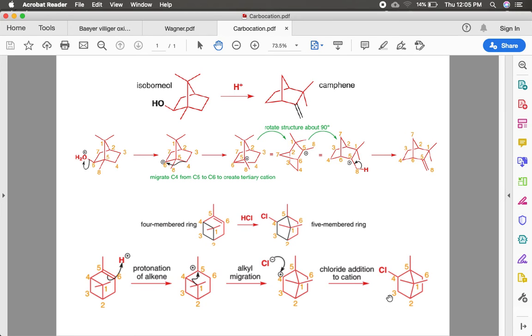So we have seen the carbocation rearrangement in E1, SN1, and electrophilic addition. All these are synthetically useful reactions. This is not just a hypothetical compound or hypothetical reaction. These are synthetically useful reactions for important compounds.